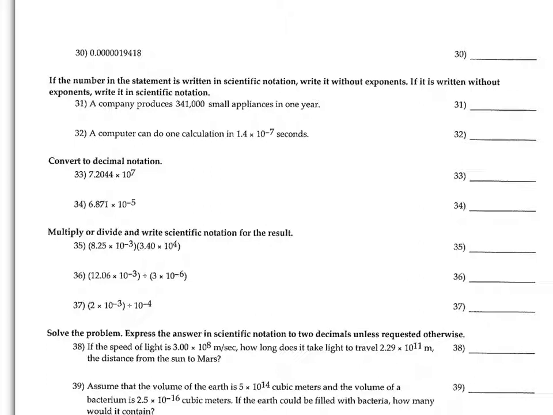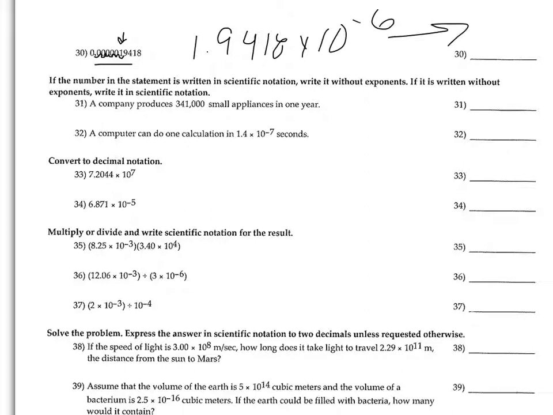So, if we're going to write this in scientific notation, we need to put the decimal right here between that 1 and the 9. The question is, how many places do we have to move it over? 1, 2, 3, 4, 5, 6. And because we're moving it to the right, we're going to get 1.9418 times 10 to the negative 6th. And that's how we do that.